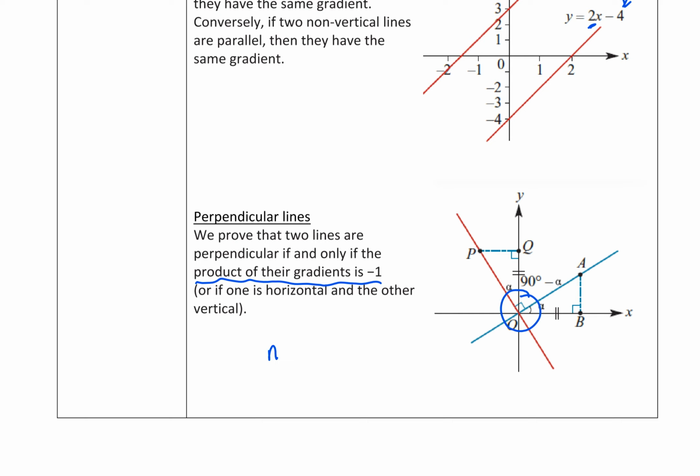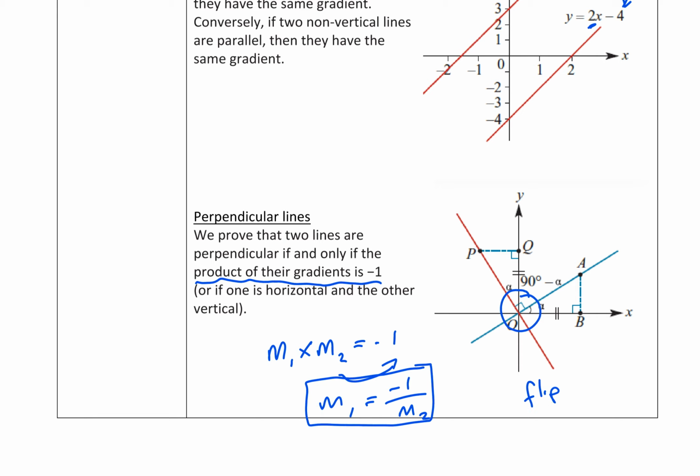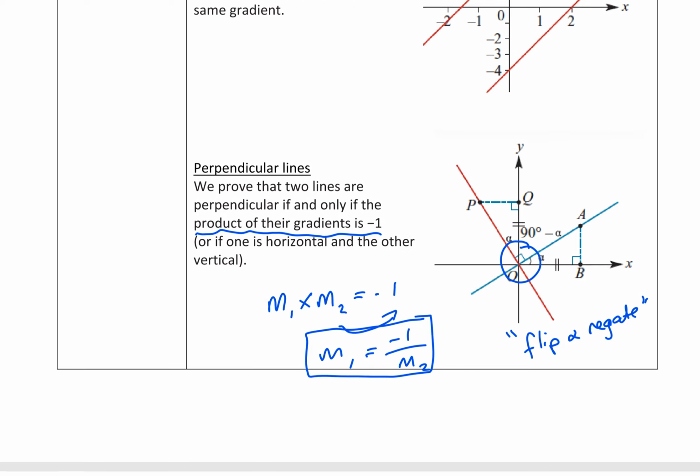That is, the first gradient, let's call it m1, times the gradient of the second line, m2, is equal to -1. Now, if I solve this for one of the gradients, I'll find that one gradient is the negative reciprocal of the other. So I find it's easy to think to myself, flip and negate. If we want to find the gradient of the perpendicular line, we have to flip the gradient and then times it by -1.